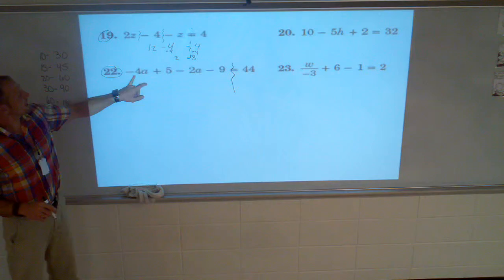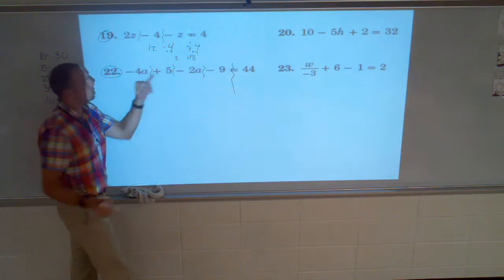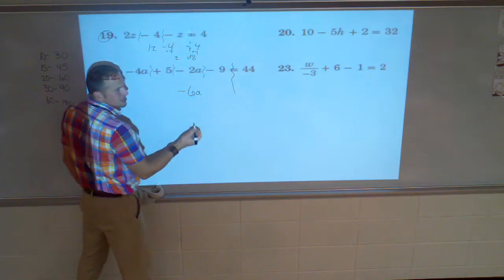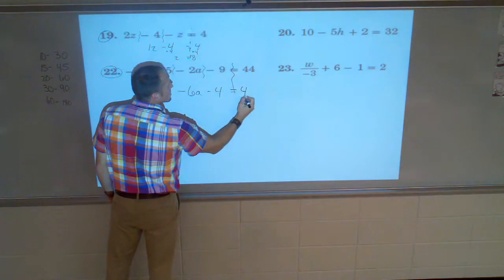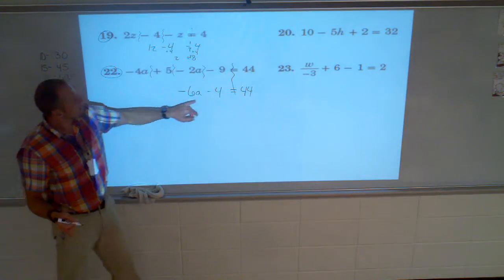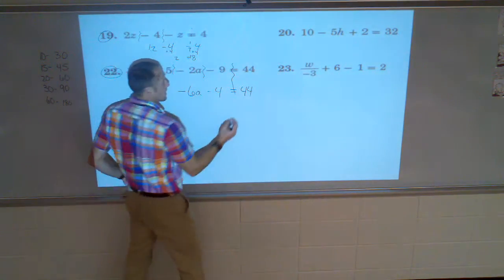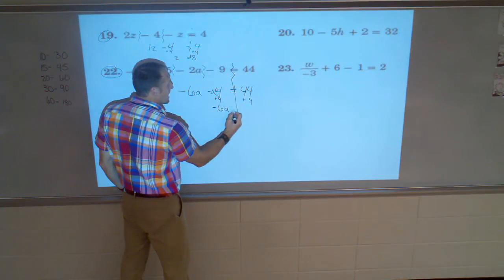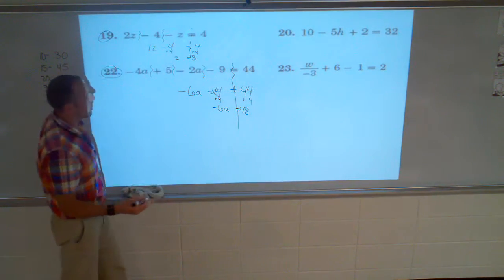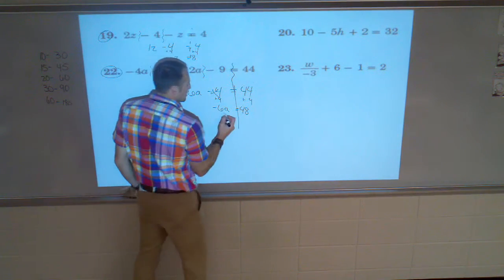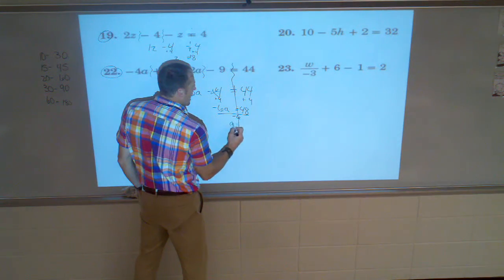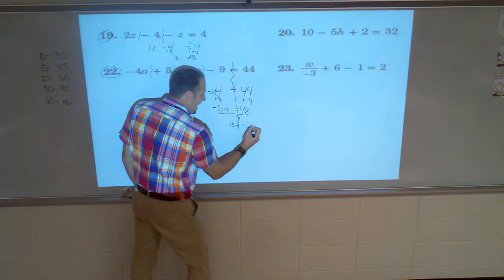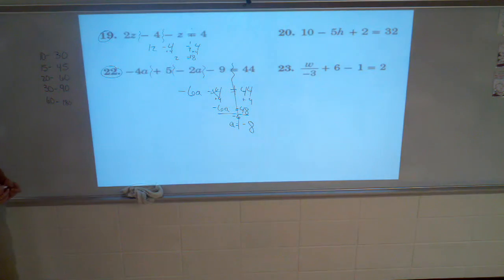Jackson, I've got a negative 4a and a negative 2a. What's that going to be? Negative 6a. Positive 5 and a negative 9 is? Negative 4 equals 44. So Haley, how do I get rid of this negative 4? Yep, change it to a positive. Take it across to the other side. Negative 6a is equal to 48. And Cody, how do I get rid of this negative 6? Divide it over. Very good. Divide it. A equals what? Negative 8. Very good. A equals negative 8.